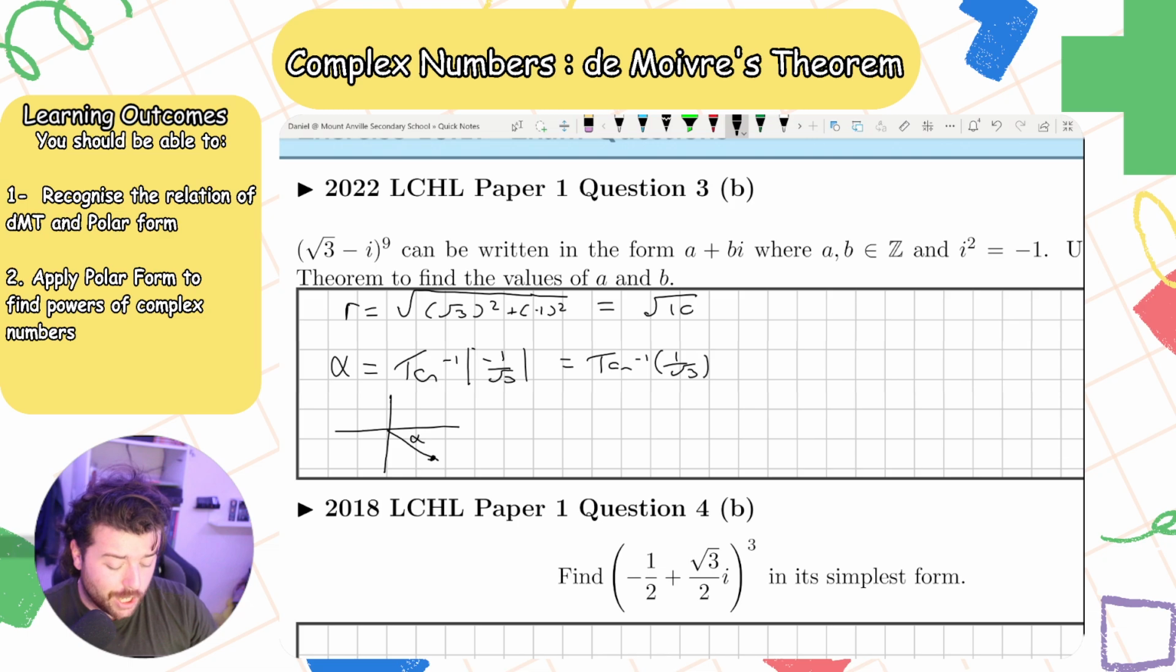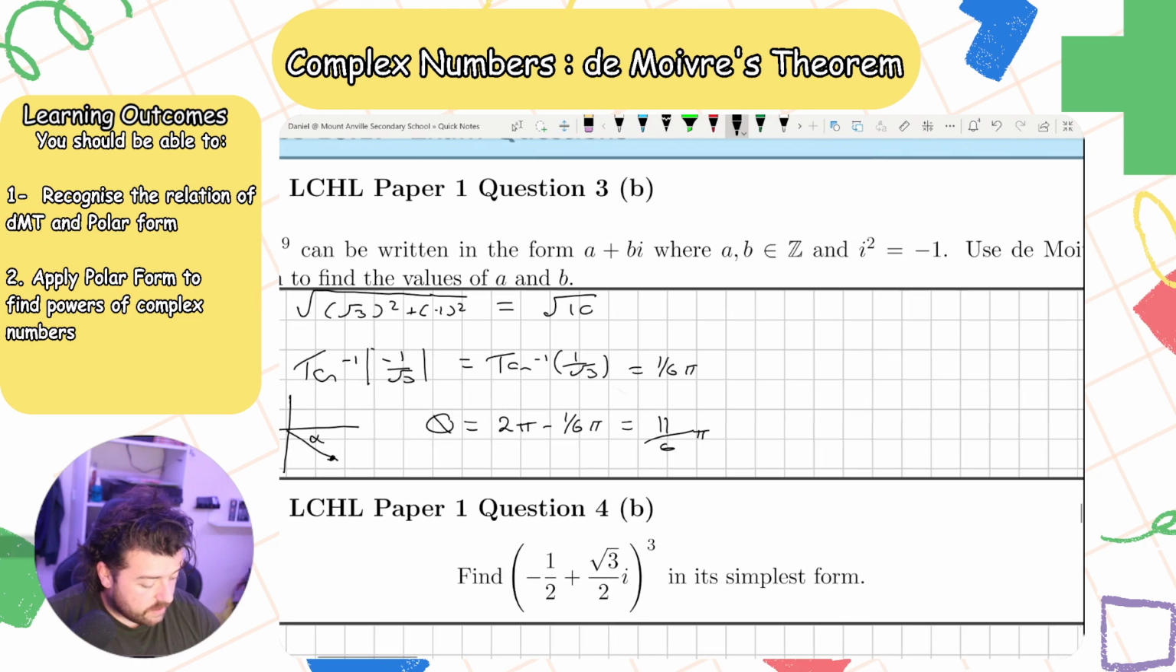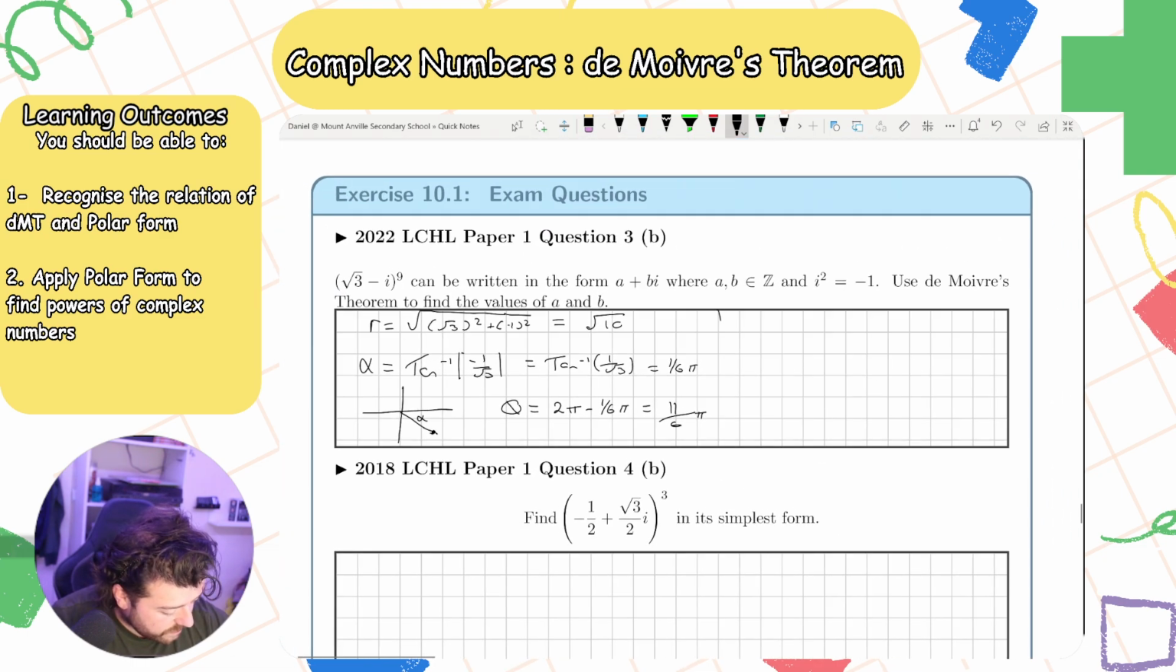Hopefully you cannot hear. It is going to be tan inverse 1 over root 3, which is just equal to 1 over 6 pi. Therefore, my argument is equal to 2 pi minus 1 over 6 pi, which is 11 over 6. That is my argument.